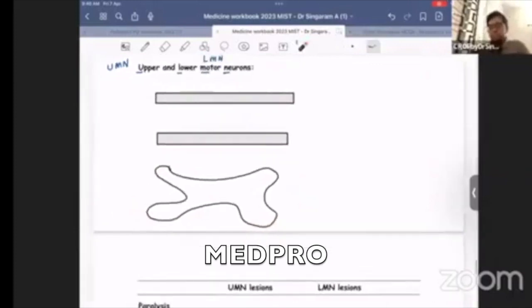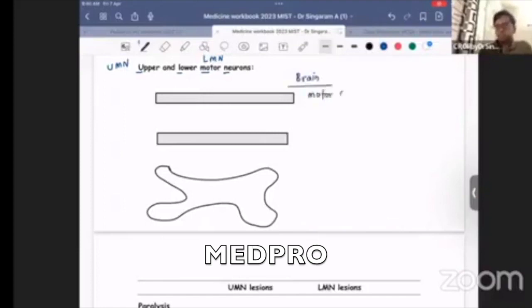Now, for the discussion purposes, think of this upper part as a motor cortex or the brain area. Think of this as a motor cortex. And this area below is the level of brainstem. Third one, as I have just told you, is the level of the spinal cord region. Now, what do you call upper motor neuron, and what do you call lower motor neurons? Any idea?